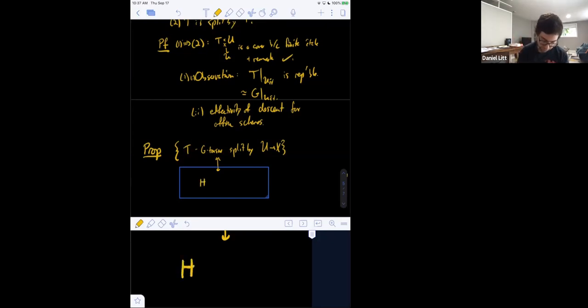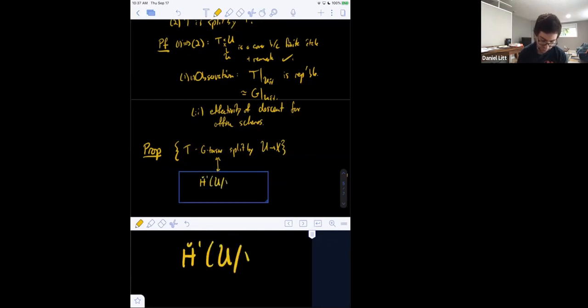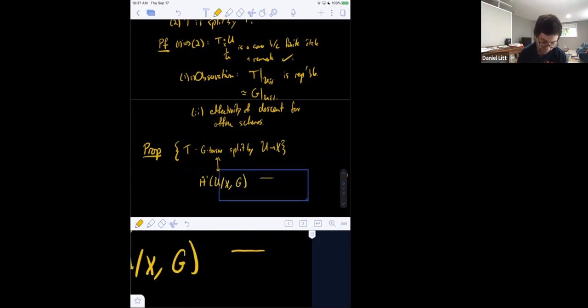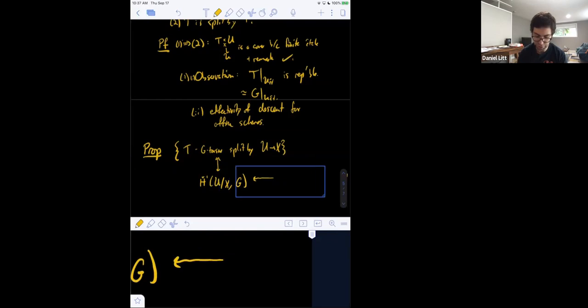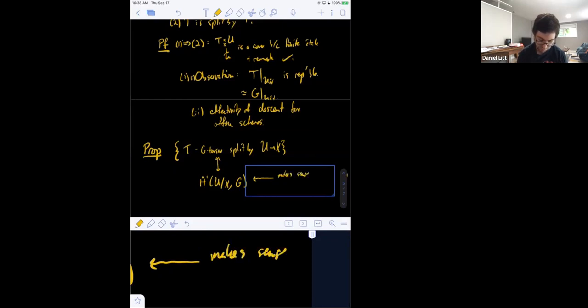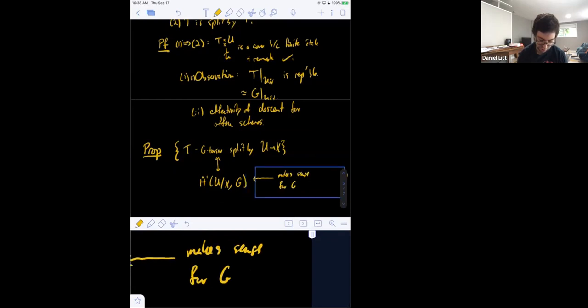So here there's a U here, right? It better reference U, but you're right. So it's the Čech H1 of U over X with coefficients in G. And maybe it's worth remarking, I only defined Čech cohomology with coefficients in an abelian sheaf, but this makes sense for G, just any sheaf of groups.